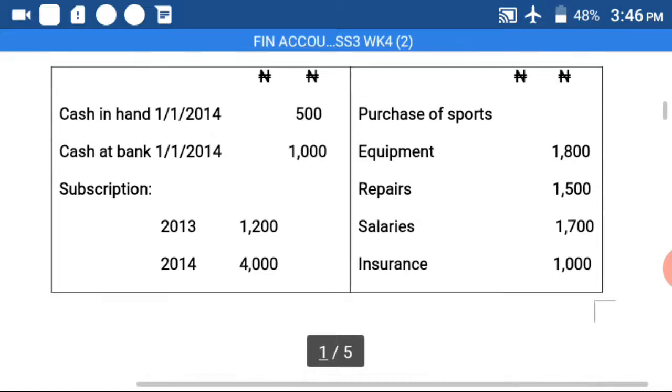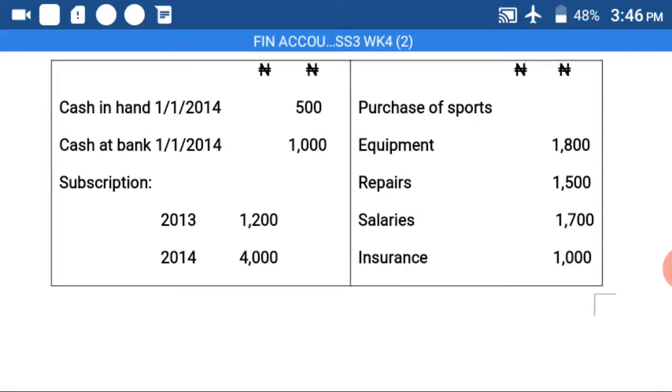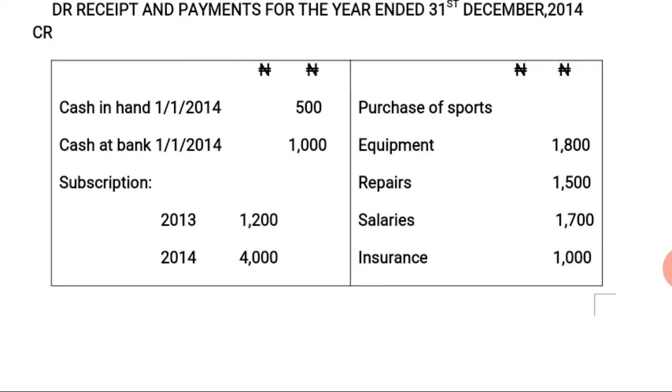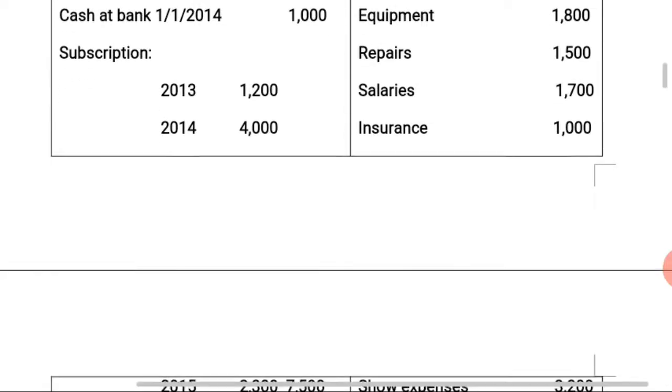More so, we have the expenditure for the time, that is the cash expenses made during the time, as stated in our receipt and payment account. We have the purchase of sports equipment, which stood at 1800 naira. We have repairs, the amount spent on repairs, which stood at 1500 naira. The amount of salaries paid, 1,700 naira. Amount of insurance premium paid 1,000 naira.